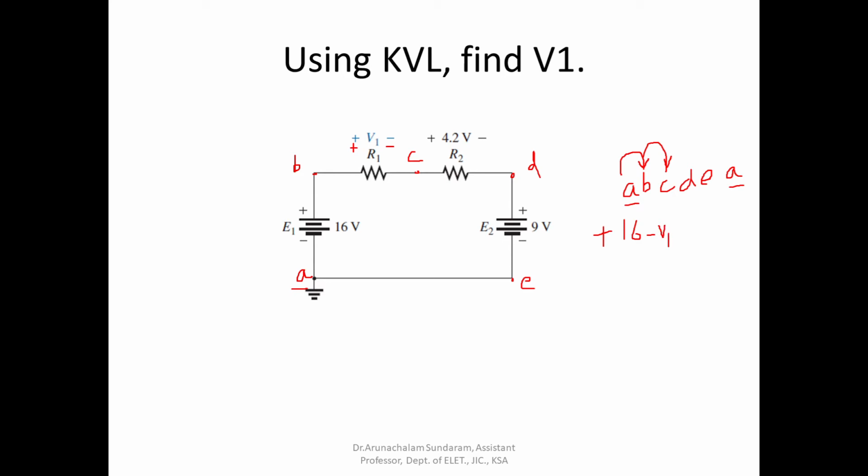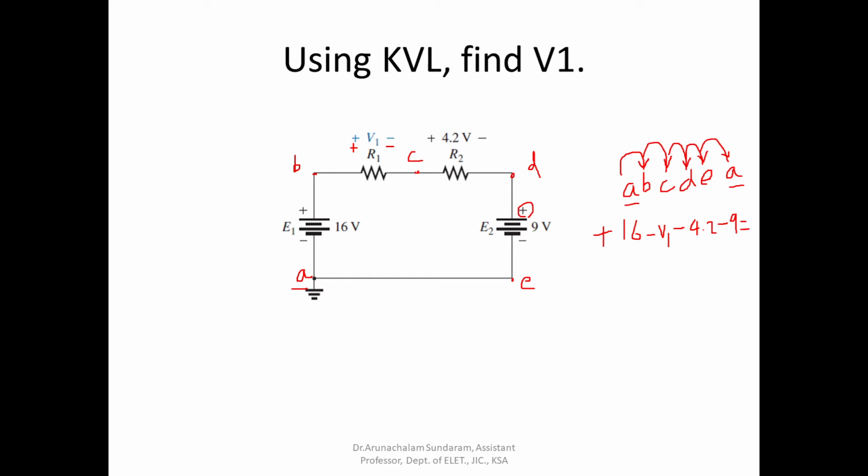Now you go from C to D. If you go from C to D, again it is voltage drop. What is the voltage? 4.2. So minus 4.2. Now you go from D to E. If you go from D to E, it is drop. Be careful, plus to minus. You are moving from plus to minus, which is drop. Minus 9. Now go from E to A. There is no element, so equal to 0.